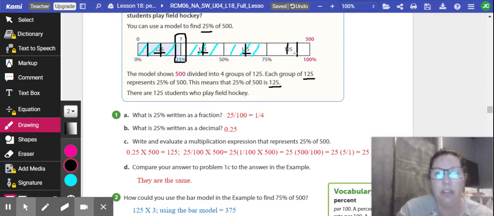Do I have 10? 1, 2, 3, 4, 5, 6, 7, 8, 9, 10. So now each of these represents 10%. So 20%, and then 25%. It's about right here. Actually, no, I didn't do my lines right. Sorry, guys, if this is confusing. So 30% would be right here.